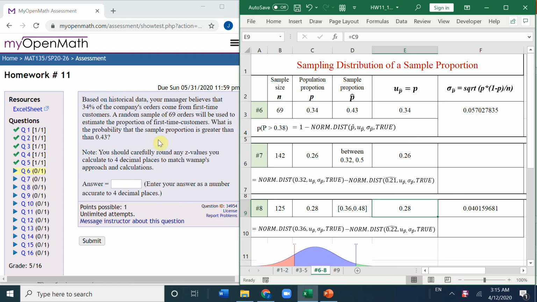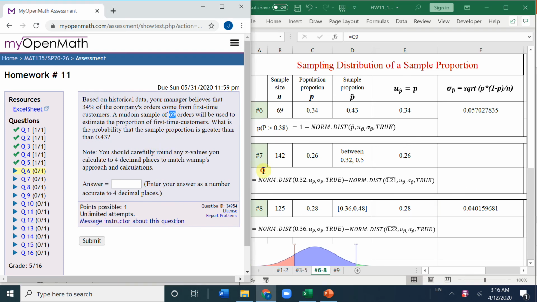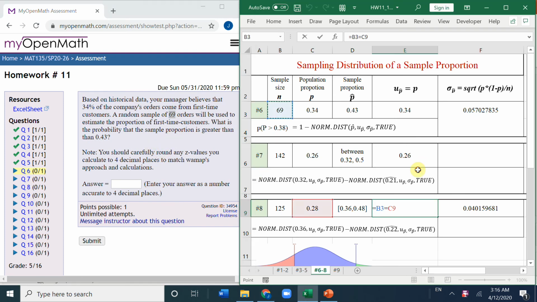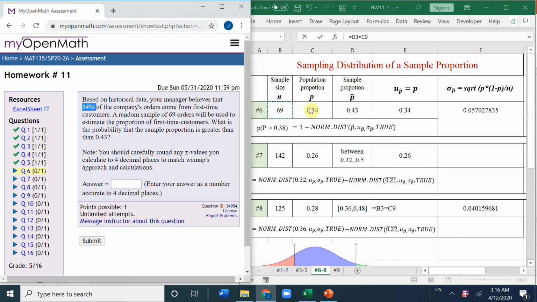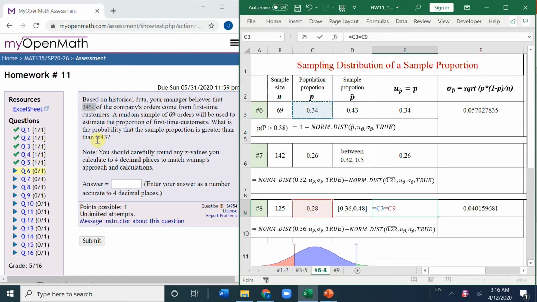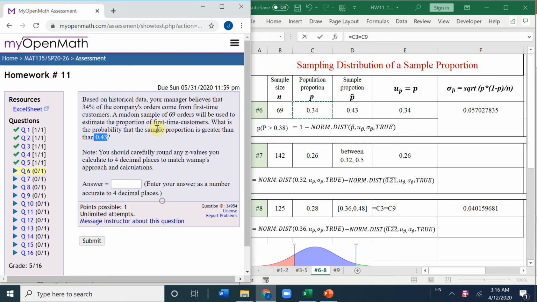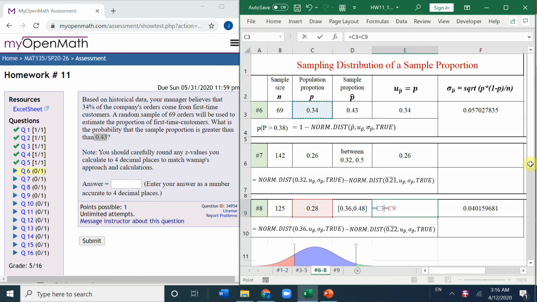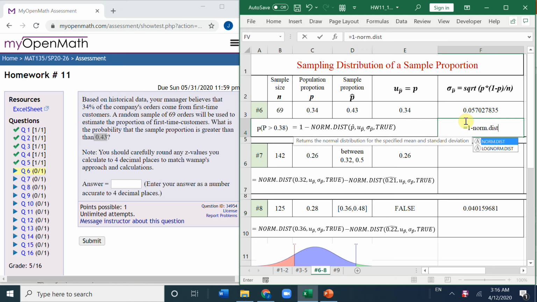Number 6: here 69 is the sample size, 34% is p, and 0.3 is p hat. Based on the greater than, it is 1 minus norm distribution, p hat, mu p hat, sigma p hat, and true. Okay, so we get this answer.